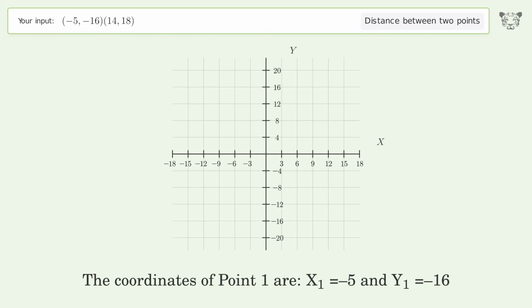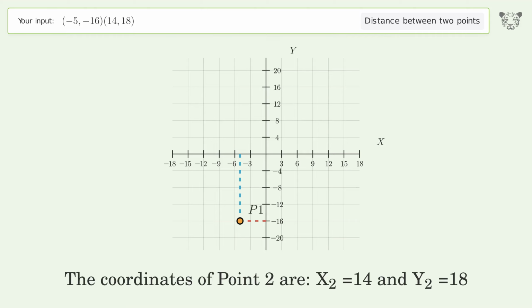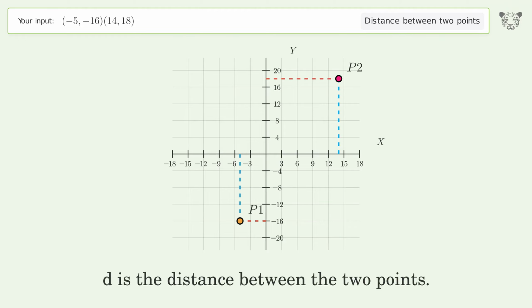The coordinates of point 1 are x1 equals -5 and y1 equals -16. The coordinates of point 2 are x2 equals 14 and y2 equals 18. D is the distance between the 2 points.